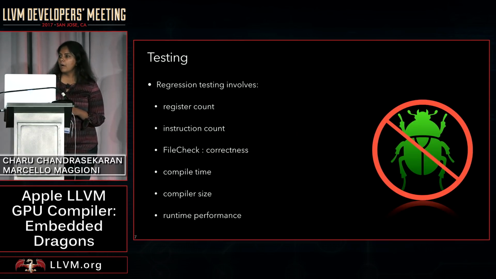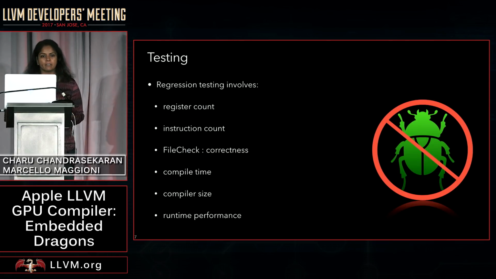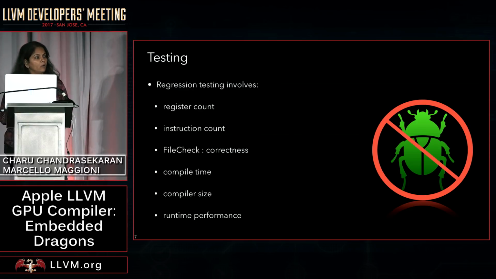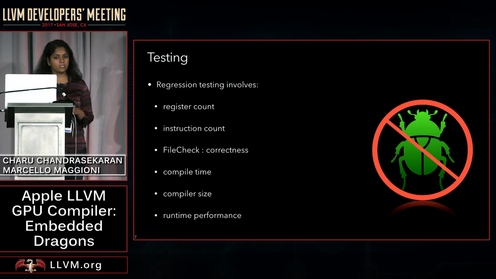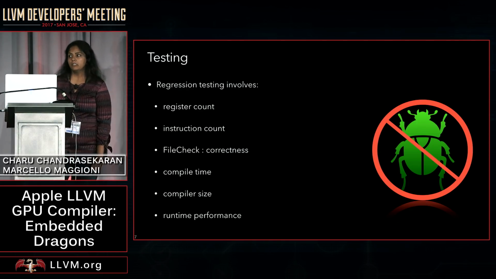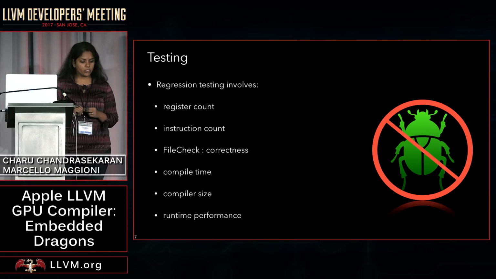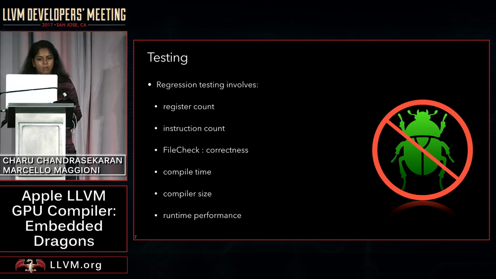We would all like to minimize bugs and identify them as early as possible. For this purpose, we do regression testing across all our branches. We do register count and instruction count regression testing. We use FileCheck across a lot of places in our compiler to verify correctness. Compile time and compiler size is regression tested, and even runtime performance is regression tested.